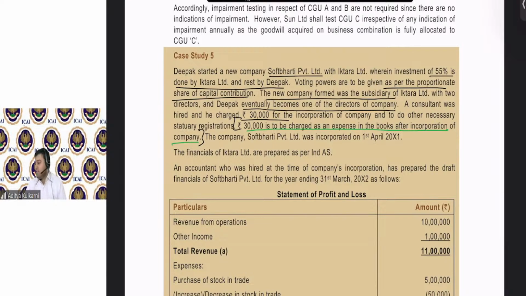All of you are saying capitalize. Please tell me under which standard are you capitalizing? अभी अभी हमने पढ़ा है. Right now we have studied that Schedule 3 does not prescribe treatment, it prescribes only presentation. Treatment is under the respective Ind AS. My question to all of you who said it should be capitalized, please tell me under which standard are you going to capitalize pre-incorporation expenses? I got one answer. Yes, bolo. Which Ind AS do you want to capitalize under?